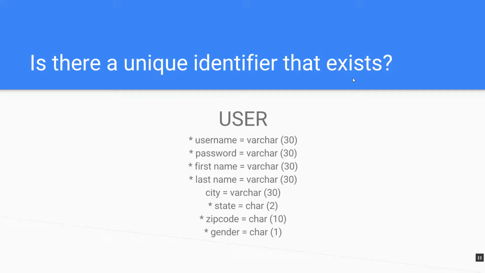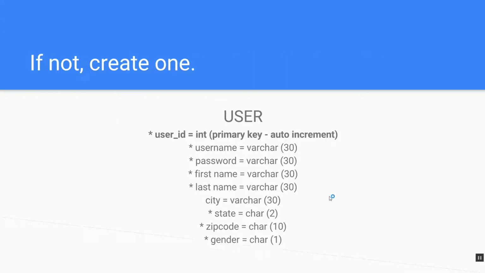Okay, the next question: is there a unique identifier that exists? First take a look at what you have here and really think about it. Is there something like a social security number or a VIN number, these natural primary keys, natural unique identifiers? In most cases there won't be. So what we do is create a primary key to enforce a unique identifier, and that way we can associate each user with a particular unique identifier. That's the first step you want to do.